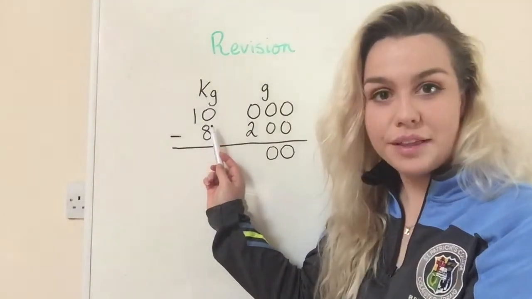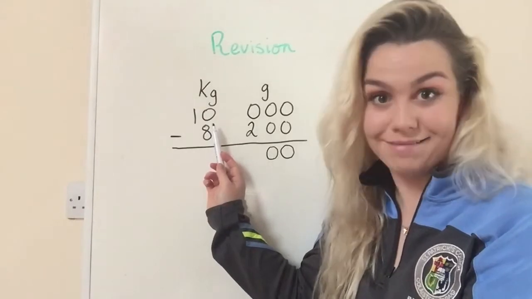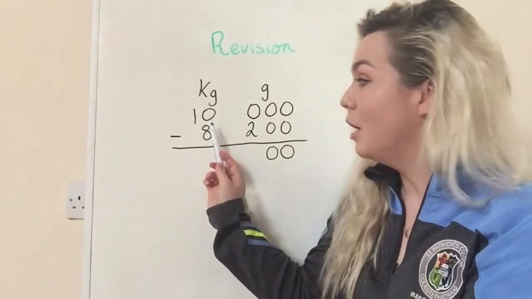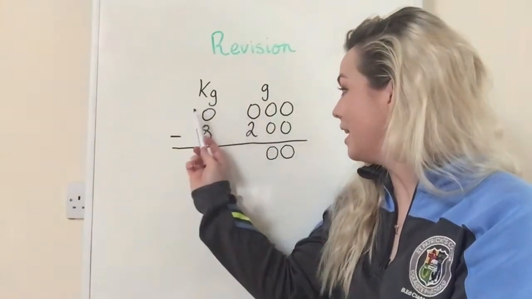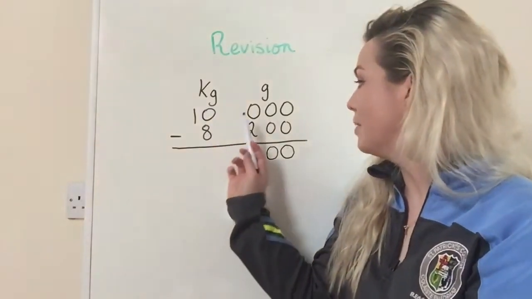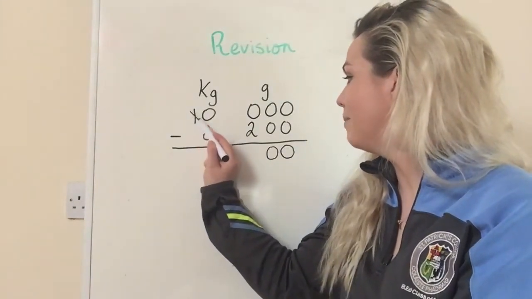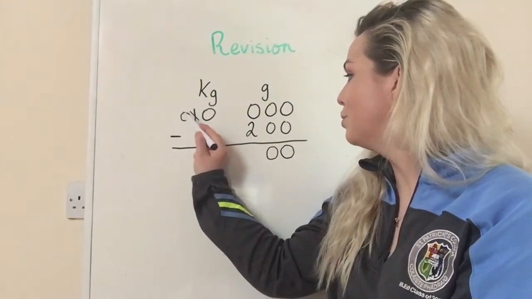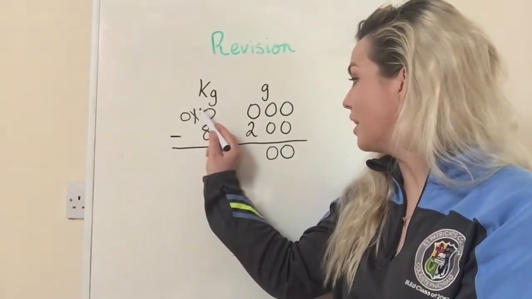But there's nothing there. So I have to go next door again. Would you believe? But I can't bring the number from here all the way over here. It can only go one step over at a time. So we've gone here and we're going, no, you can't do that. So you cross out your 1, make it a 0 because there's nothing left there now. You've taken the 1 and you've brought it here.